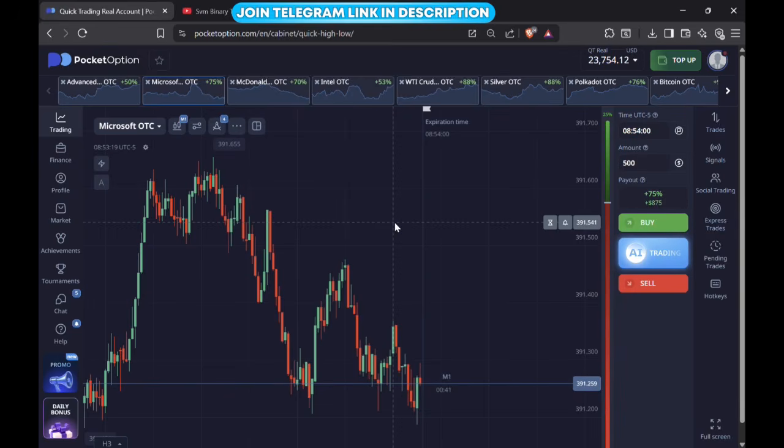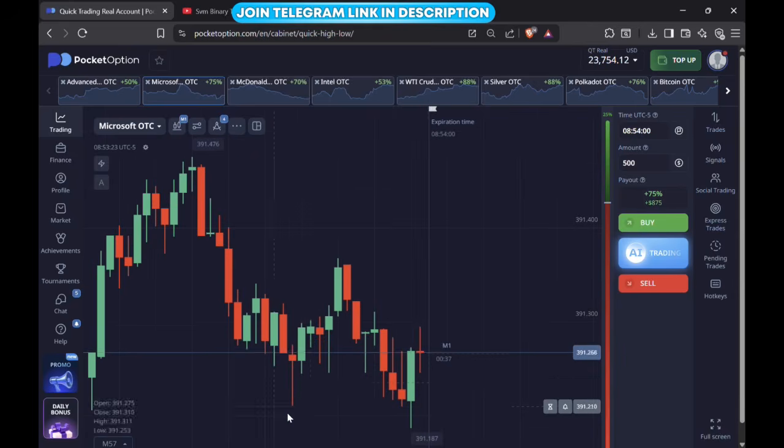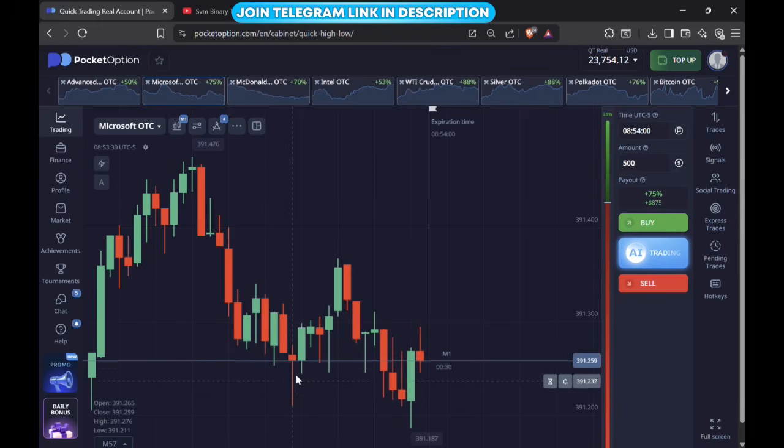Today we are going to trade based on wick rejection. So, what is a wick? For example, this is a red candle and after it another red candle forms, but this lower part from here to here is the wick.